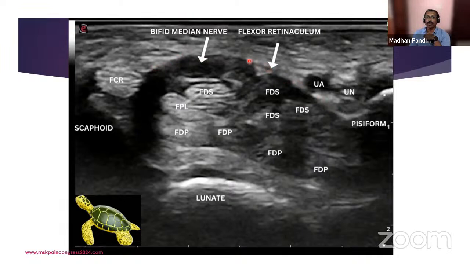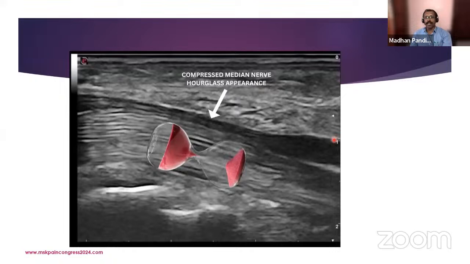So you need to rule out, try and treat the primary disease before you go for any intervention or surgical procedure. Typically on the long axis examination of the median nerve, you can see there is a compressed median nerve. This is the retinaculum, which is compressing the median nerve, giving rise to an hourglass appearance. The proximal and the distal ends are a little dilated because of venous congestion.